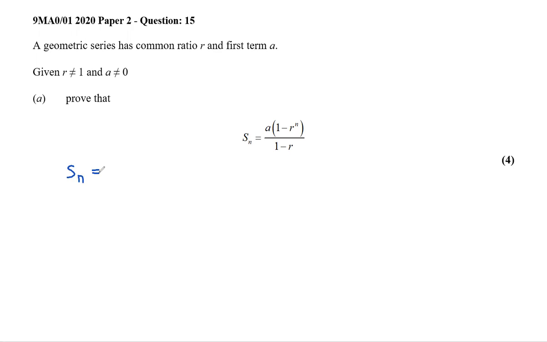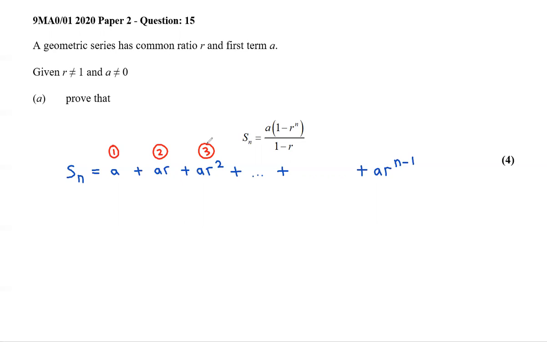Now, the first term is always a. Then we have ar, then ar squared, and so on and so on. And write a few more at the end. Now, if we're summing n terms, of course, the nth term is going to be ar to the power n subtract 1. Now, if you're not familiar with that, just consider which term you're in. So we've got term 1, term 2, term 3, etc.